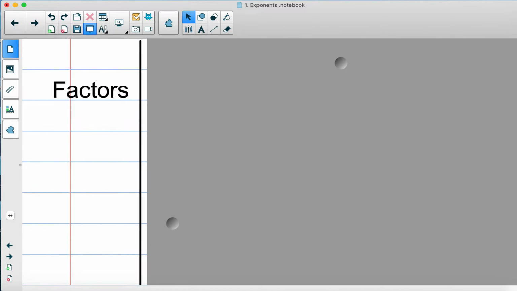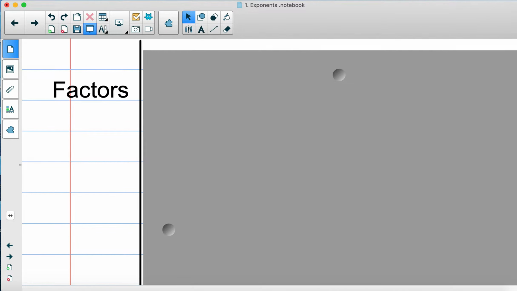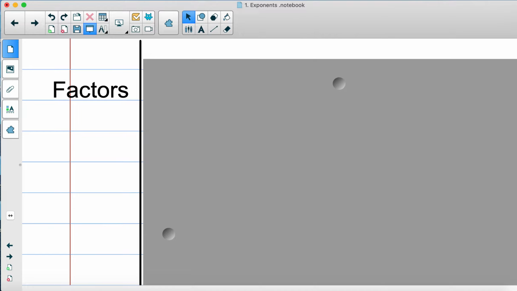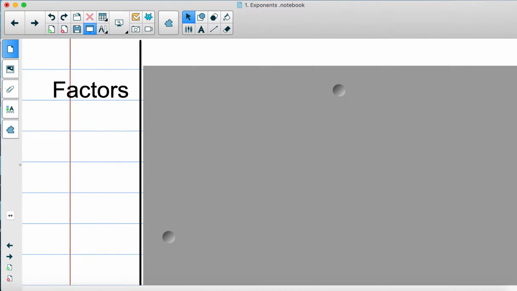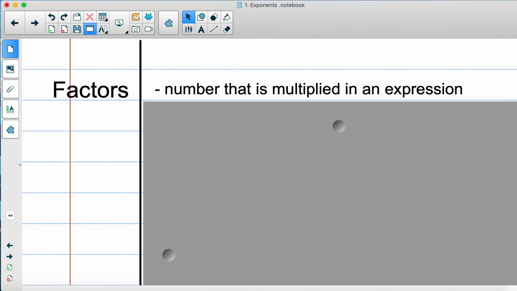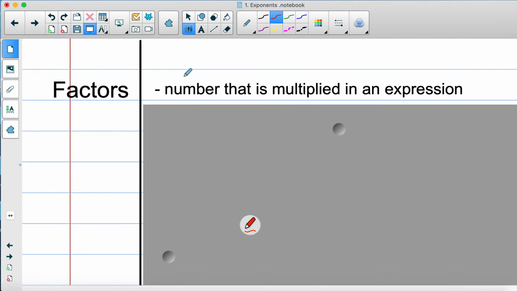So the first vocabulary word I want you to put over there is factors. Factors are numbers that are multiplied in an expression. An expression doesn't have equal signs. So, a number that is multiplied in an expression. Now, I'm going to have you start by writing that, but as you get going in math, you will learn that I like just 1 or 2 word definitions. So a number that is multiplied in an expression.